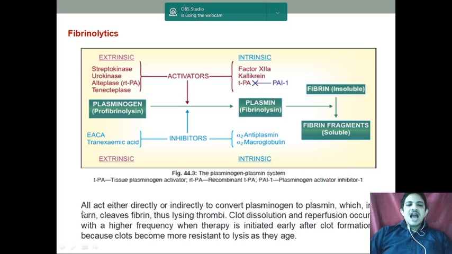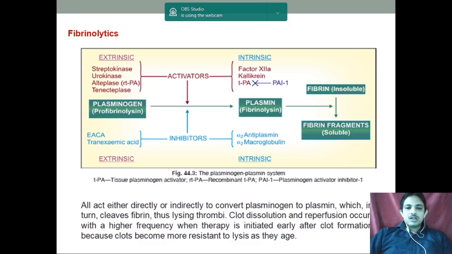Fibrinolytics act either directly or indirectly to convert plasminogen to plasmin, which in turn cleaves the fibrin, because we know that the formation of insoluble fibrin threads is responsible for blood clotting. This plasmin will cut the fibrin, causing the breakdown of the thrombi.